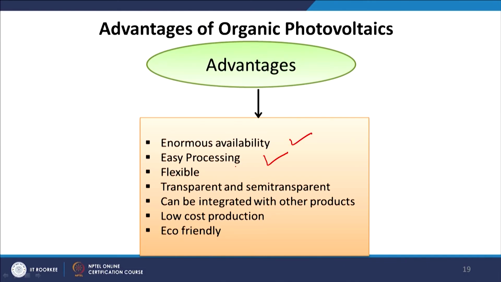Now, of course, there are some good advantages of organic photovoltaics, that is why they have become very popular. First of all, they have enormous availability, they are easily processable, they are flexible, you can make them on any substrate, and they are transparent and semi-transparent. So, for designing greenhouse buildings or transparent windows which can be useful for indoor lighting, this kind of solar cells are very useful. They can be integrated with other products, their cost of production is low, and they are also eco-friendly. Since they are made of organic materials, and many organic materials are biodegradable, this kind of synthesis approach is a green synthesis approach.